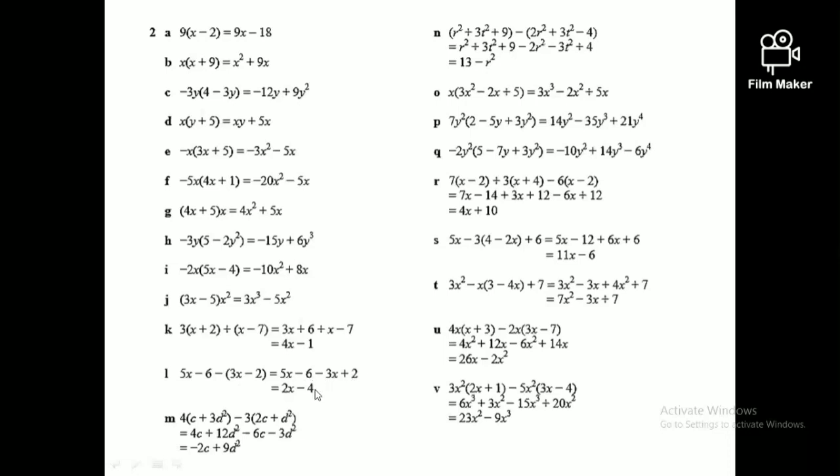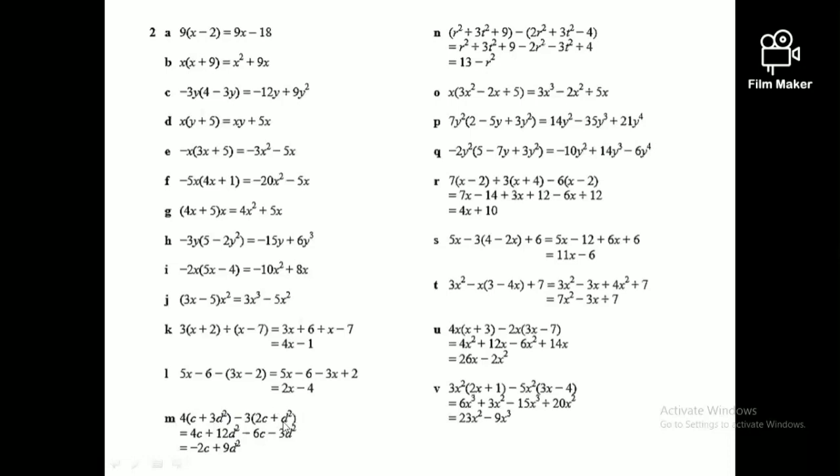Right? Okay. Then if you come across this operation, let's see how to do that kind of question, right? Okay. Then this is 4 into c is 4c. 4 into 3d squared is 12d squared. Minus 3 into 2c is minus 6. You have to remember that when you multiply, you have to multiply all the terms inside the bracket with the term outside, with the sign.